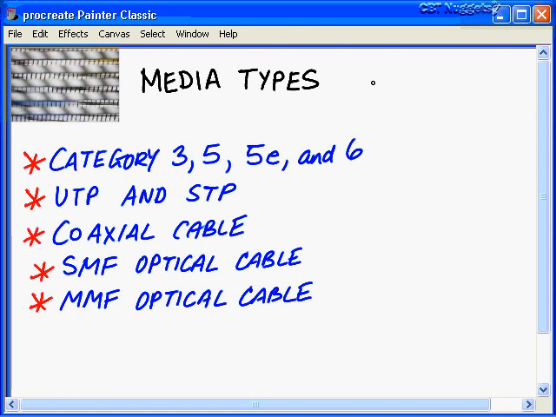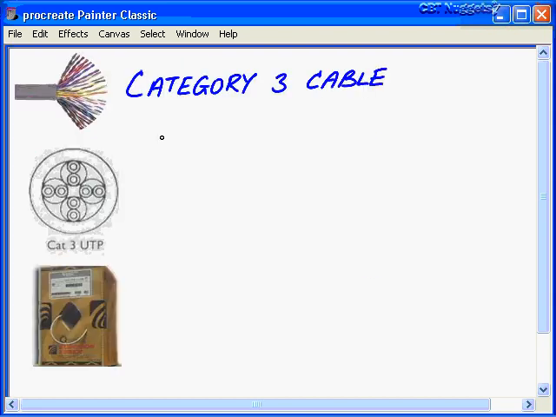We're going to look at Category 3, 5, 5E, and Category 6 cabling, talk about unshielded twisted pair and shielded twisted pair cabling. We'll look at coaxial cable, and we'll also talk about single mode fiber optic cable, and multi-mode fiber optic cable. Generally, I designated this by putting SM for single mode and MM for multi-mode. Let's take a look at these one at a time.